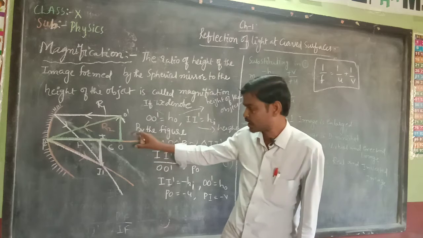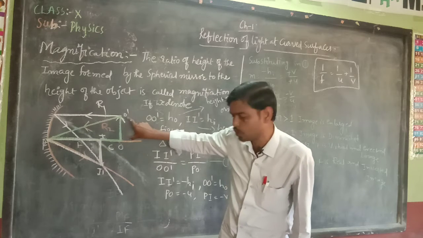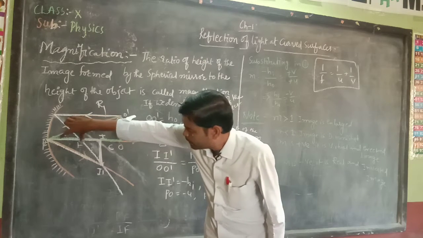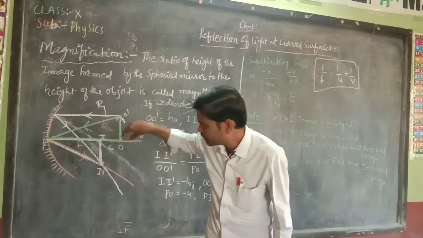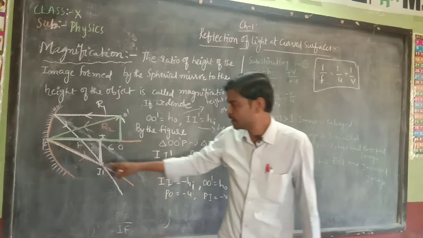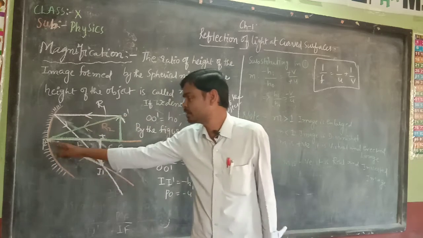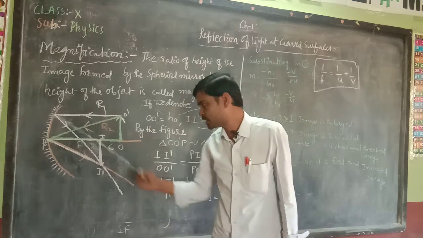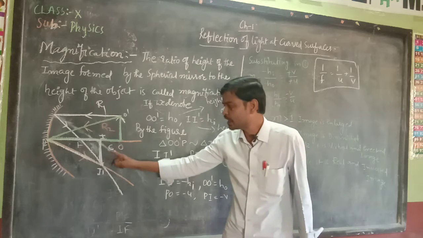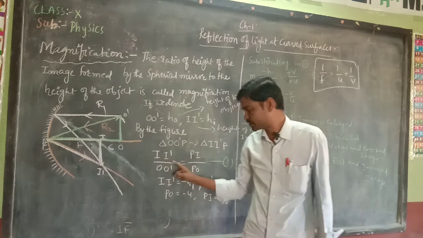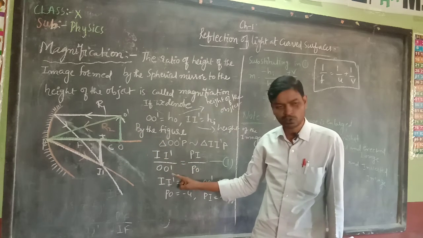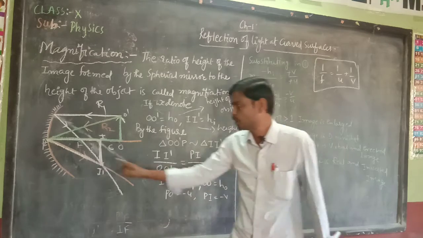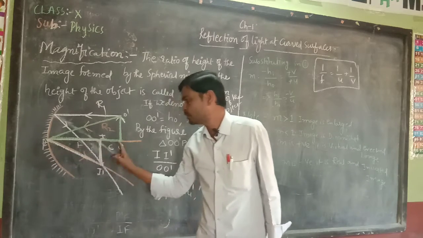So what are the corresponding sides? I dash and O dash, PI and PO, then PI dash and PO dash. These are the corresponding sides. So here I am taking the ratio of I dash by O dash. I dash by O dash is equal to PI by PO.